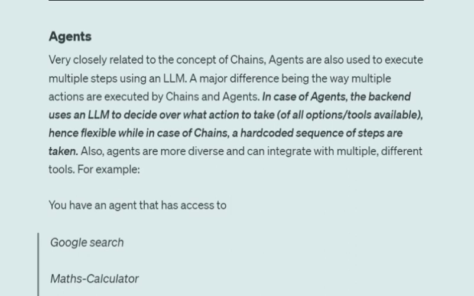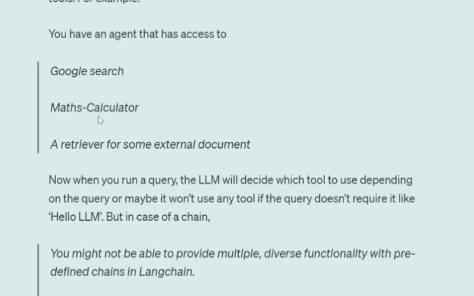In the case of agents, the backend uses an LLM to decide which action to take. So the LLM is used not just for generating a response, but even for choosing the action, whereas in chains this is hard coded. Also, agents are more diverse, and you can integrate multiple different types of tools. Chains, as I told you, serve a particular purpose, but this is not the case with agents. You can have multiple agendas for an agent. For example, you can have an agent that has access to Google search, a maths calculator, and a retriever for some external documents. These are three different tools that we're adding to the agent.